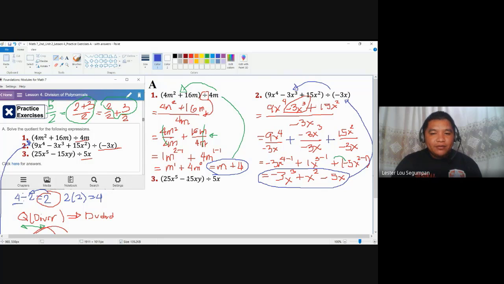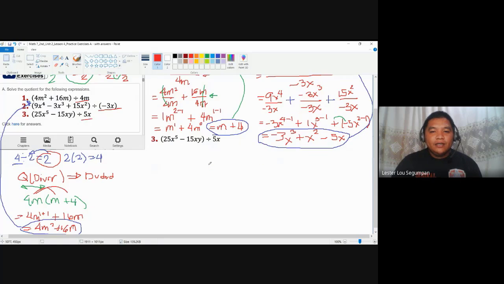And let's have number three. Number three here. So you have 25x to the power of 5 minus 15xy all over 5x. Same thing, share the denominator. So you have 25x to the power of 5 all over 5x. And again, separator plus, if it's okay with you.